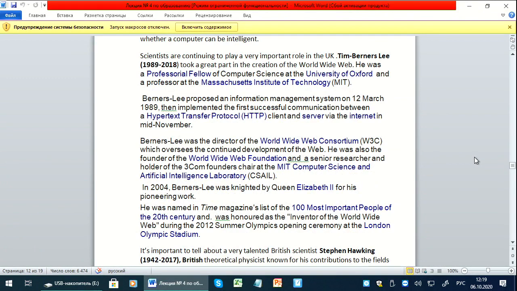He was named in Time magazine's list of the 100 most important people of the 20th century and was honored as the inventor of the World Wide Web, WWW, during the 2012 Summer Olympics opening ceremony at the London Olympic Stadium.